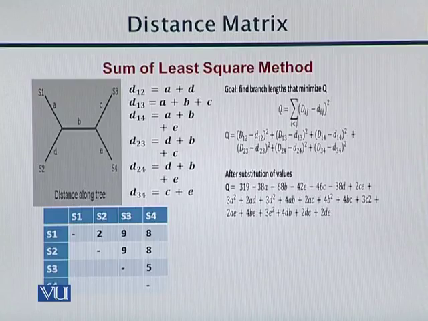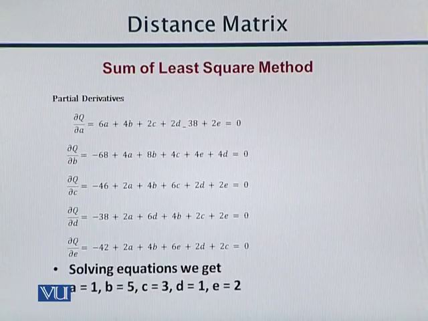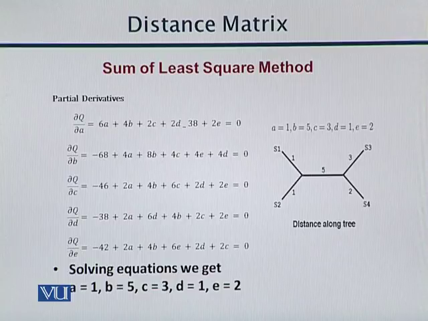For that purpose we take help from mathematics, and we have the idea of partial derivatives. So we will calculate individual partial derivatives for A, B, C, D and E. What we do is take partial derivatives and make them equal to 0. And finally, we will get results in the form of values of different parameters, such as A would be 1, B would be 5 and so on. And now if I redraw the phylogenetic tree, it would be something like this.